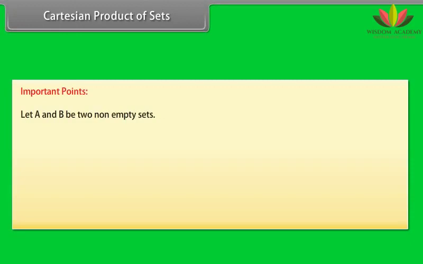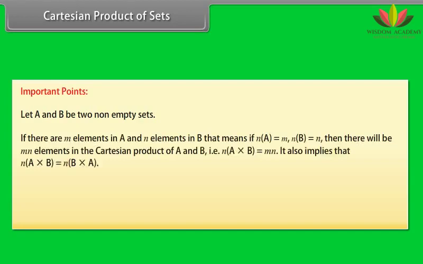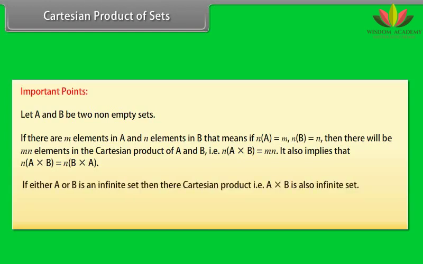Important points. Let A and B be two non-empty sets. If there are m elements in A and n elements in B, that means if n(A) is equal to m and n(B) is equal to n, then there will be m into n elements in the Cartesian product of A and B, that is, n(A cross B) is equal to m into n. It also implies that n(A cross B) is equal to n(B cross A). If either A or B is an infinite set, then their Cartesian product A cross B is also an infinite set.